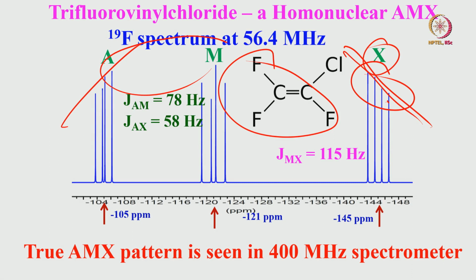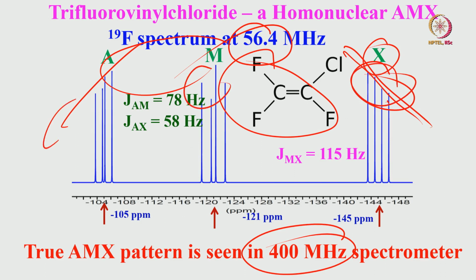What do you want to do? If you want to make it a perfect AMX, remember fluorine was recorded at 56.4 megahertz. That means it is a very low frequency spectrometer, an 80 megahertz NMR spectrometer or so. On the other hand, record this fluorine NMR at 400 megahertz, then fluorine comes at 370 or 380, whatever that frequency, in which case all the 4 lines of A, M and X will become equal intensity. That is a true AMX. You understand? So, a true AMX you will get only at higher frequency.